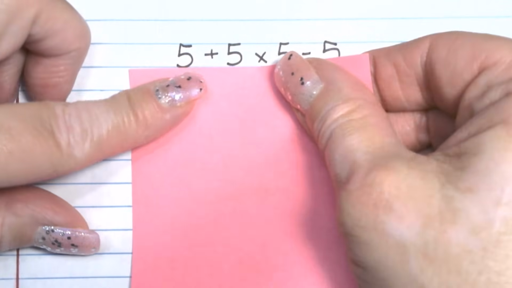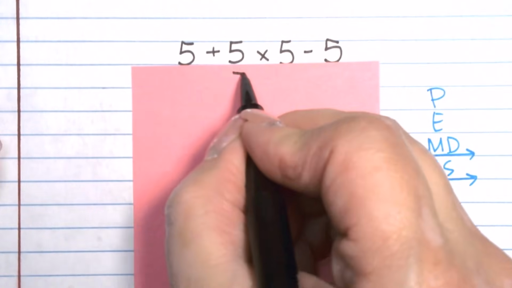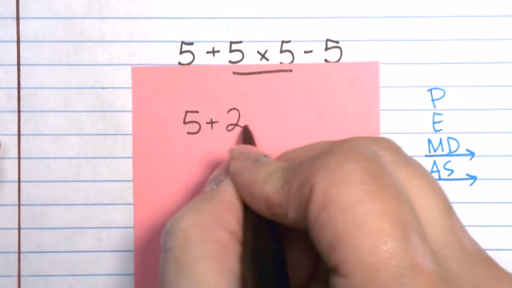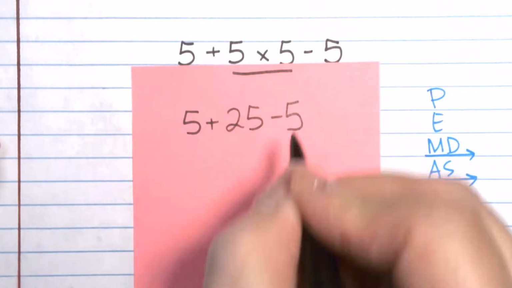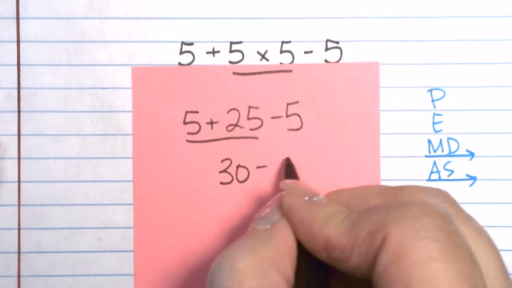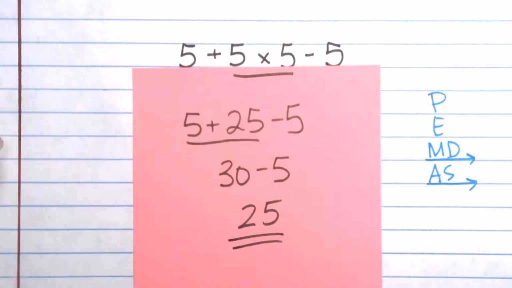Cover up that one and redo this correctly. We're going to start with the multiplication in the middle, and you get 5 plus 25 minus 5. Then we do the 5 plus 25, and that gives us 30 minus 5, and we get the correct answer, 25. Yay!